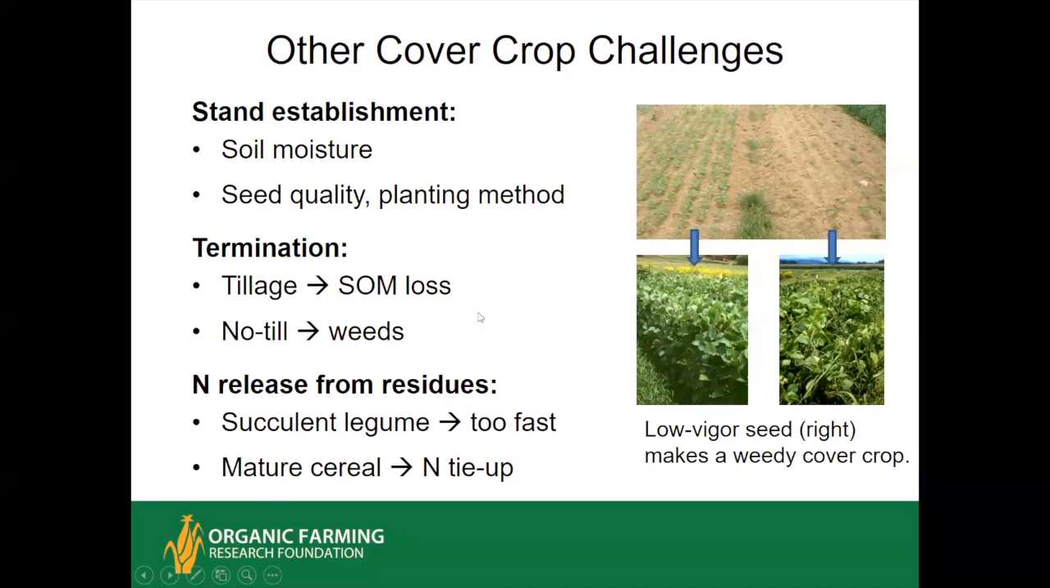Termination is a big challenge. If you till, you're going to risk losing some of your benefits and maybe even burning out some organic matter or risking wind erosion. If you don't till, and you have an organic system, you do have the risk of more weed pressure. And this is something you can manage by selecting your mix, doing a legume and a grass. If it's the legume by itself and you terminate it, especially plow it down, till it in, spade it in, it may release some nitrogen too fast and you lose it before your next crop can use it. If you've got a mature cereal just by itself, it will tie up the nitrogen.